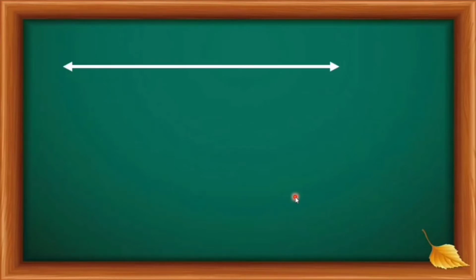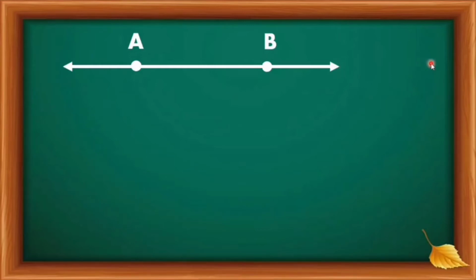Suppose this one is line AB. We have here line AB. As we can see, it has two arrowheads, meaning it tells us that this line extends in both directions. Ibig sabihin, mag-e-extend siya papunta dito sa kaliwa infinitely at mag-e-extend din siya papunta dito sa kanan infinitely.